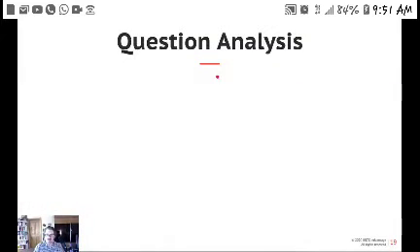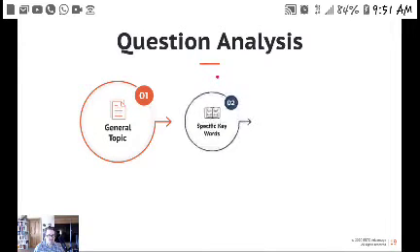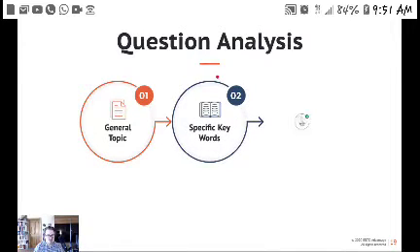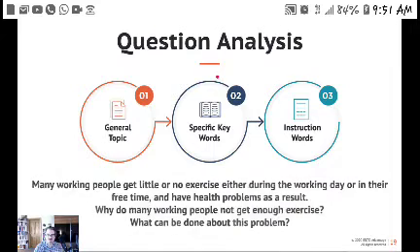So the first thing is question analysis. This is what we need to focus on first. When we're thinking about the question, the first thing we're going to look at is, what is the general topic? Then what are the specific keywords? And then what are the instruction words? These are the three things that you should be thinking about when you look at a question.